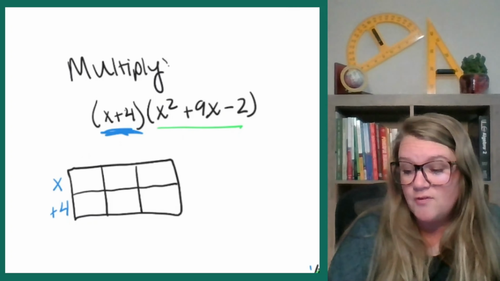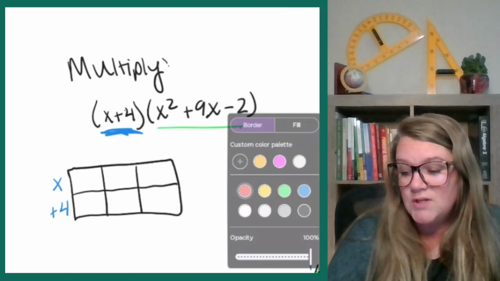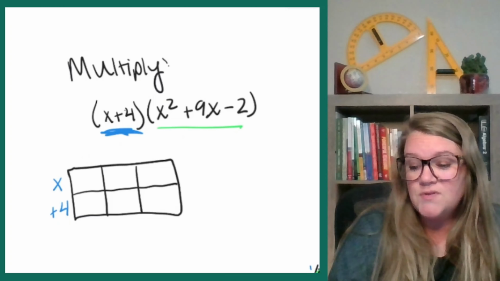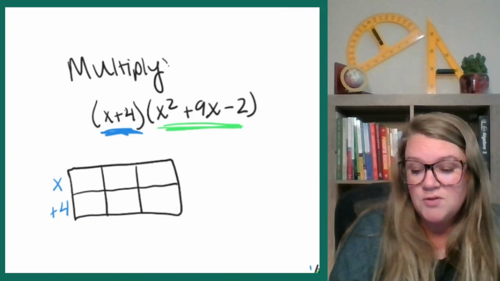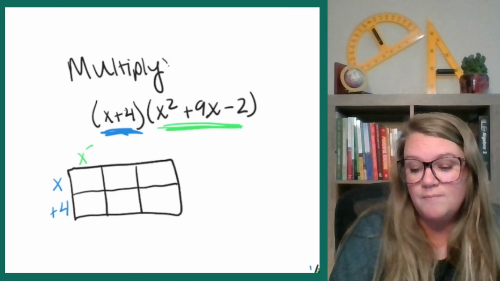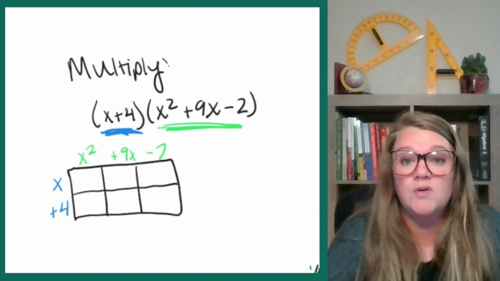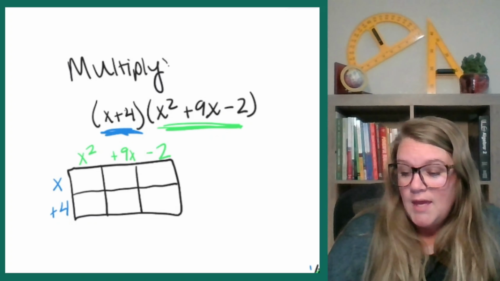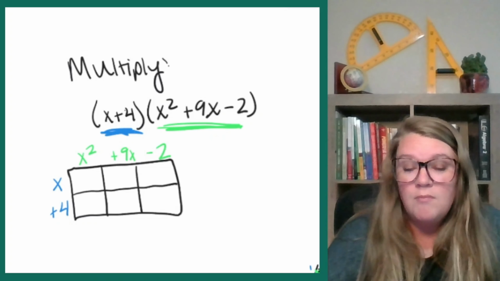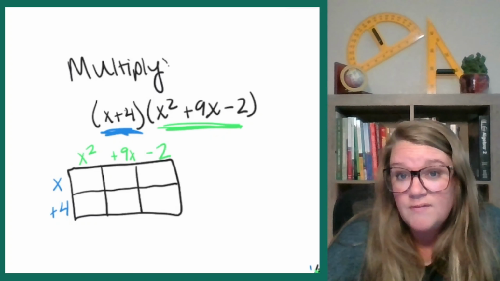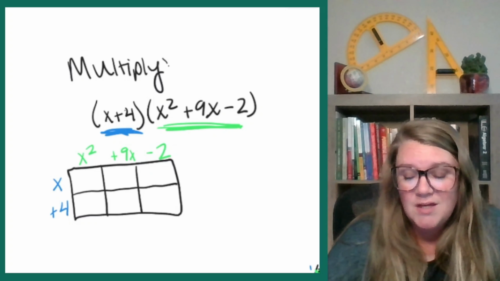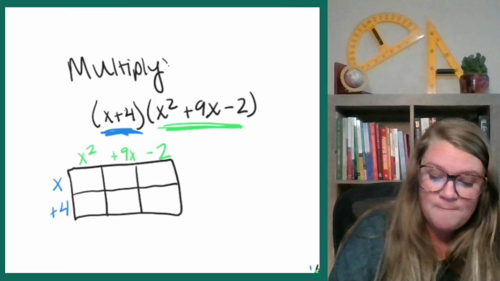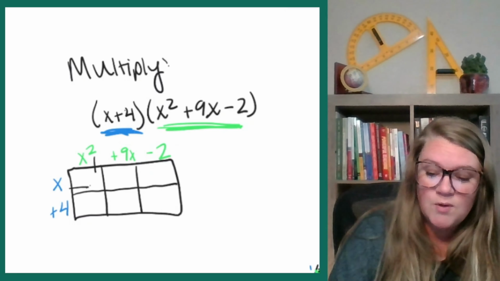Let's do the same thing for our factor that has 3 terms. 3 terms is the second one, and I'm going to put one term per column. X squared goes in the first column, plus 9x goes in the second column, and minus 2 will go in our third column. Okay. And now what we're going to do is we're going to multiply. I like to think of this kind of as a Punnett square, like you might use in science class. We're going to multiply rows and columns to get what goes in that box.